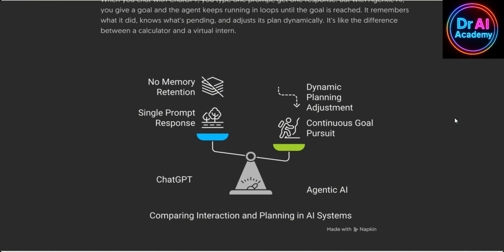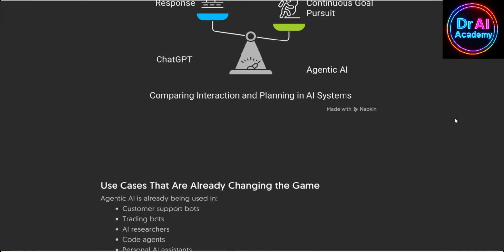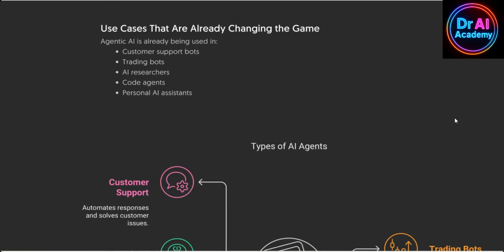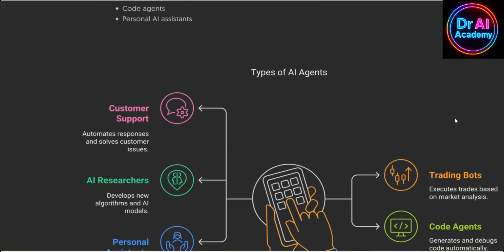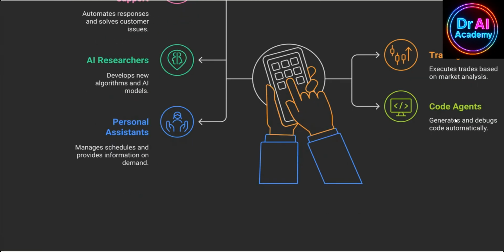Use cases that are already changing the game. Agentic AI is not science fiction anymore. It's already being used in customer support bots that resolve tickets without escalation, trading bots that research markets and manage portfolios, AI researchers that summarize hundreds of pages of content, code agents that can fix bugs or generate apps end-to-end, and even personal AI assistants that manage your calendar, book tickets, and send emails. The possibilities are truly endless.